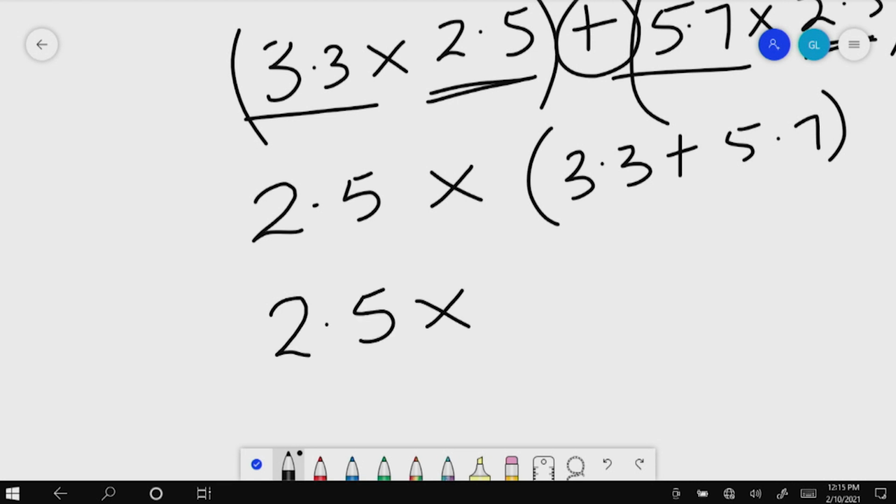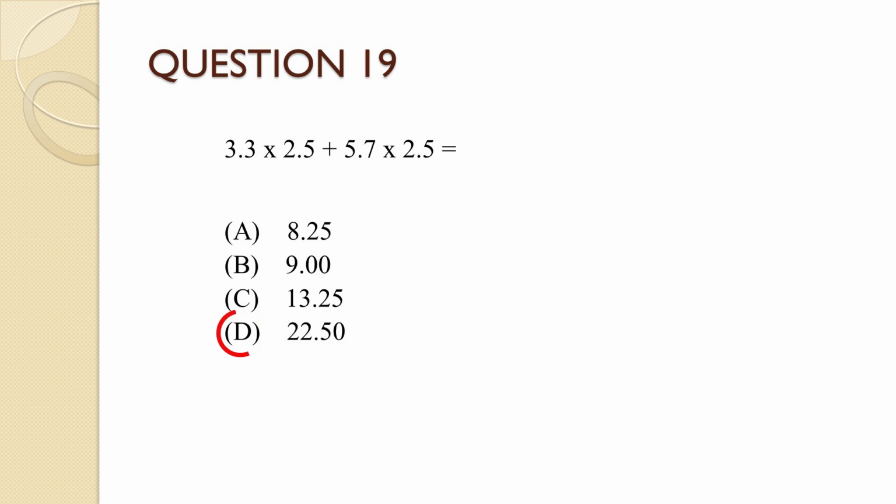For the computation, this would have been 2.5 multiplied by 9, which would have given us 22.5 being our solution. So the answer for this question would have been D.